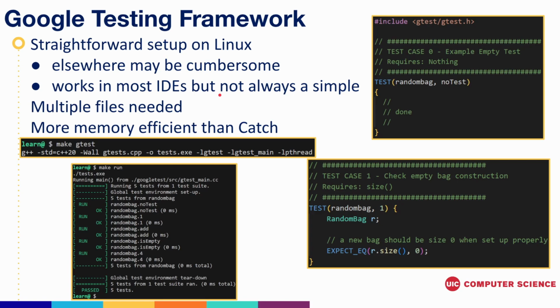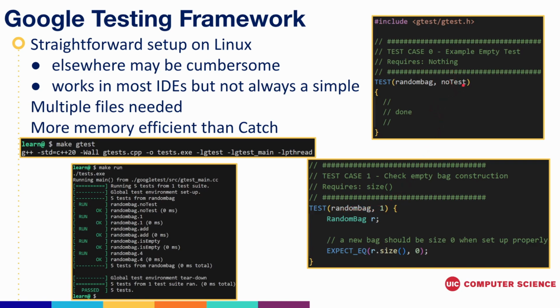So this is an example again, as we see the basic setup. We have test case 0, which looks almost the same as what we saw with Catch, except now we have test, and then our class name, and then usually our function name or some sort of descriptor for this test case. In here we have just one. This is test case 1 of the RandomBag class.